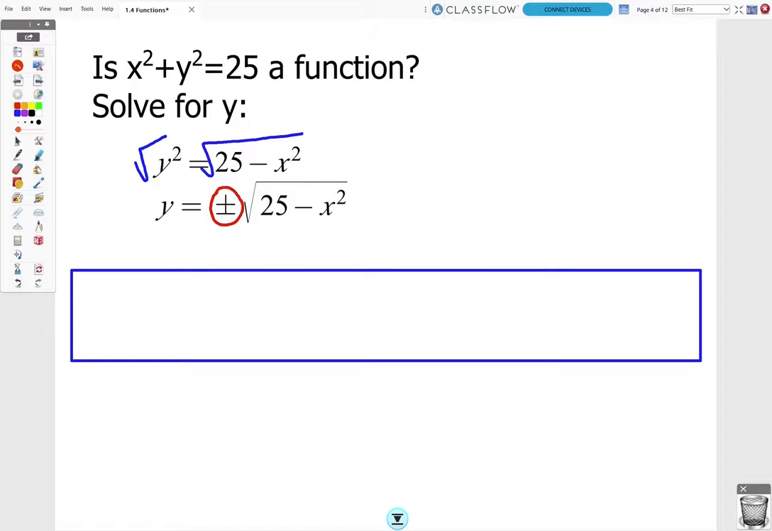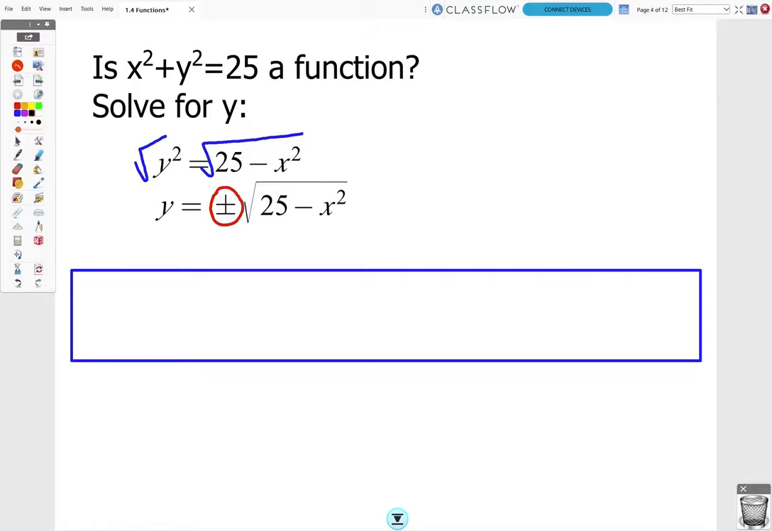Also, I know it's tempting to simplify this. You cannot simplify the square root of 25 minus x squared. 25 is a perfect square, and so is x squared, but you cannot separate those because of this minus. Do not chop that up and try to simplify that. That's as simple as that equation can get. Then let's answer the question we just had a second ago.